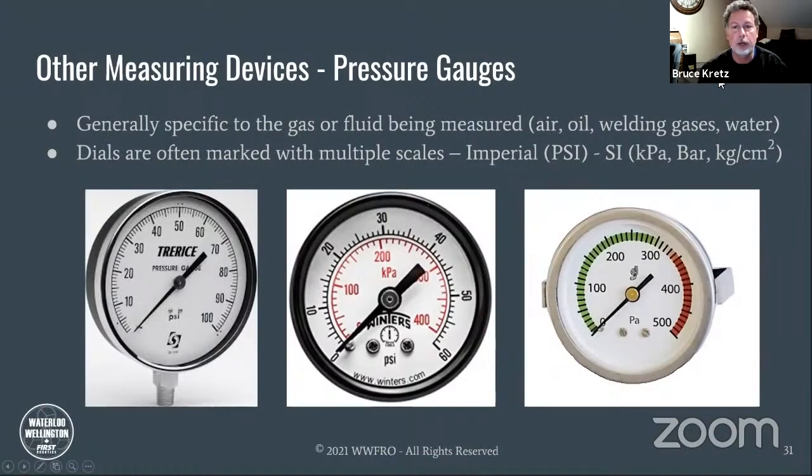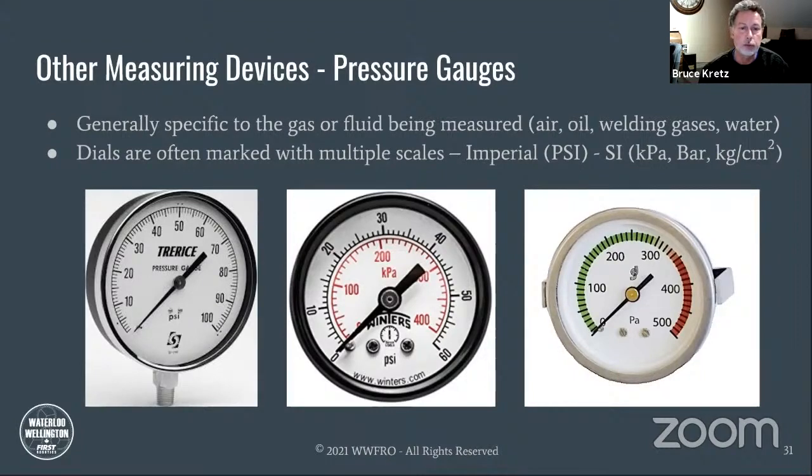Finally, let's talk about pressure gauges. They're generally specific to the gas or fluid that's being measured. They're attached to a pipe, usually with a thread. You can see the thread on the bottom of this particular one, and they will measure air, oil, welding gases like oxygen or acetylene, water, and any other type of fluid or gas.